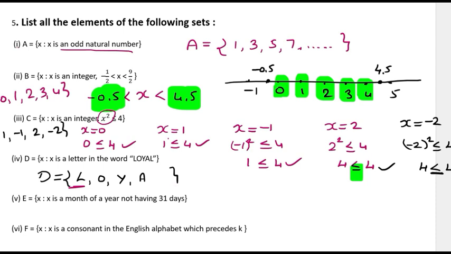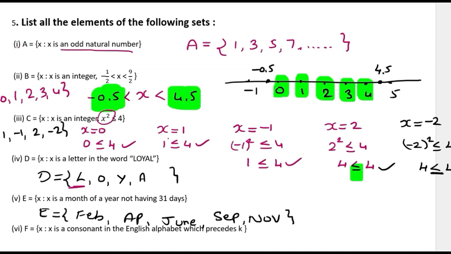Next, E is equal to x in the month of the year not having 31 days. What are the months that we don't have 31 days? That is February, April, June, September and November. These are the months that do not have 31 days.